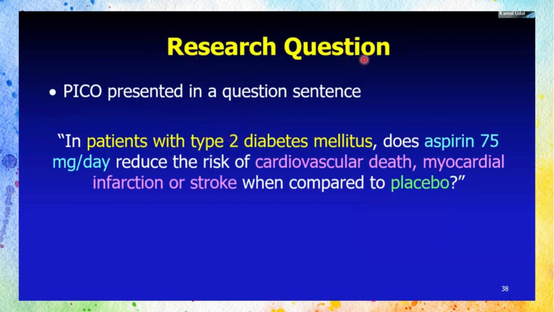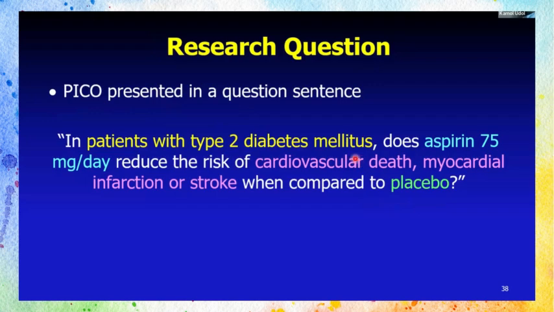A research question is the four components, PICO, presented in a question sentence. Look at this example. In patients with type 2 diabetes, does aspirin 75 milligrams per day reduce the risk of cardiovascular death, myocardial infarction, or stroke when compared to placebo? This question has all four components.